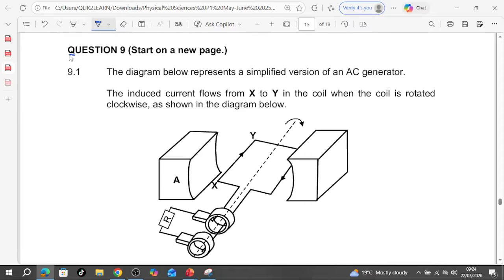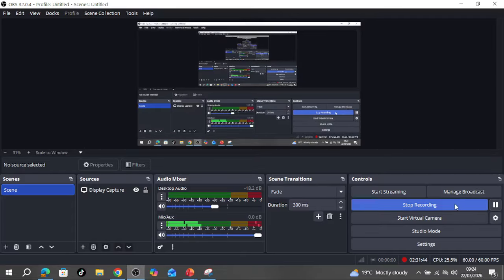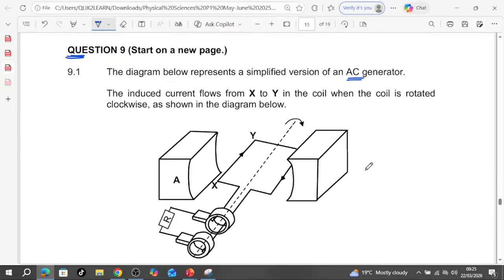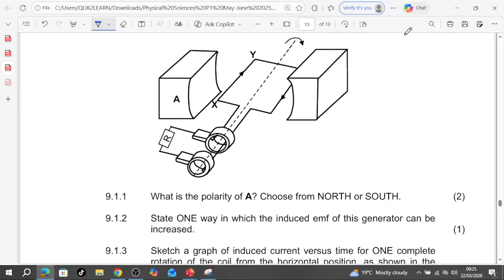Question 9. The diagram below represents a simplified version of an AC generator. The induced current flows from X to Y in the coil, when the coil is rotated clockwise as shown in the diagram. The first question: what is the polarity of A? Choose from north or south.